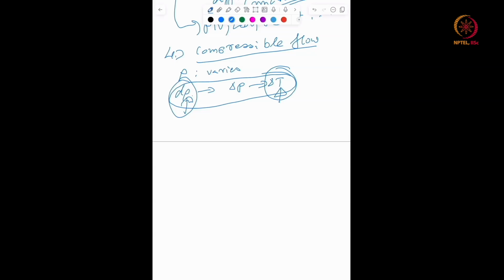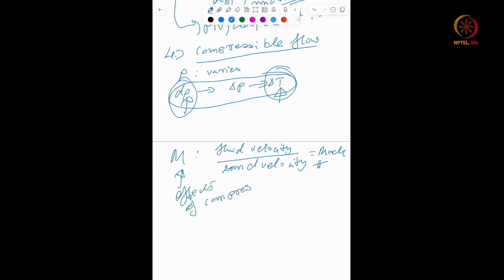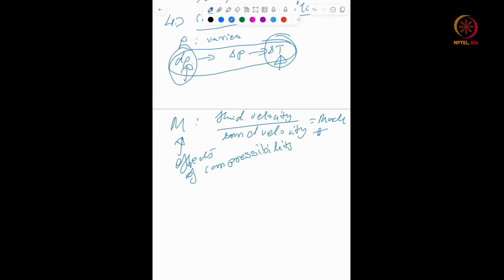So the ratio M, which is the fluid velocity to the sound velocity, is called the Mach number. The Mach number is a dimensionless parameter that describes the effects of compressibility. It can be viewed as a ratio of inertia forces to the elastic forces.